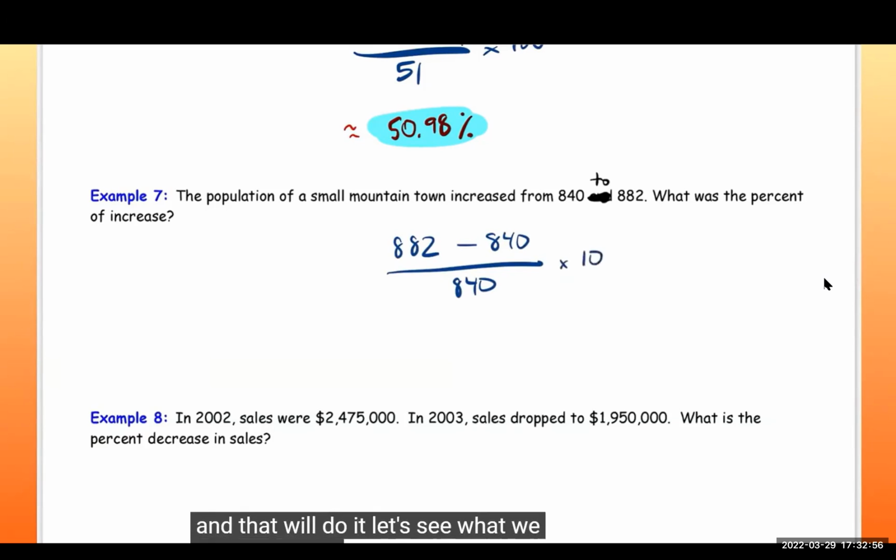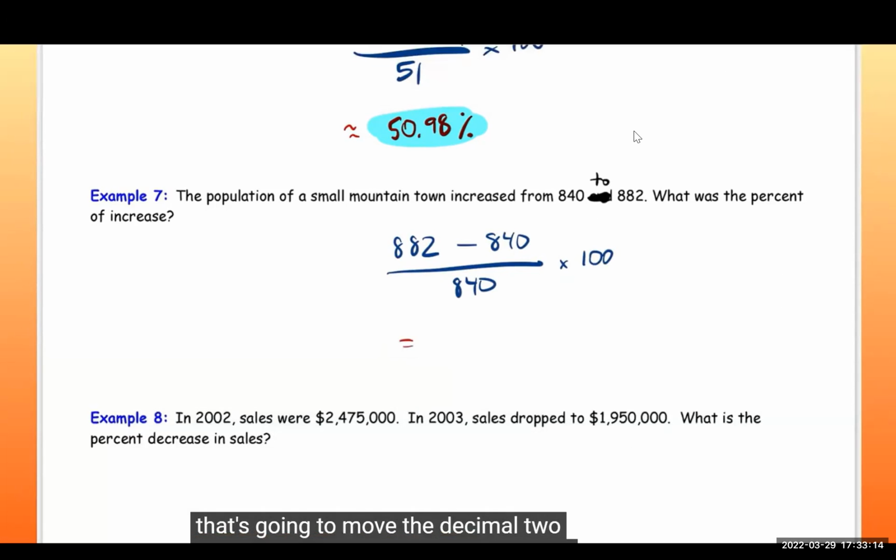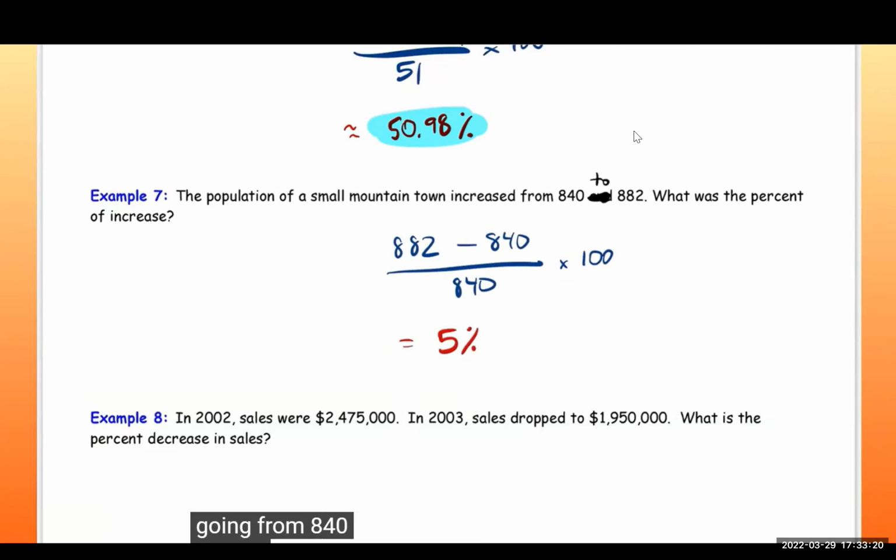Let's see what we end up getting. 882 minus 840 divided by 840. I'm getting 0.05. Actually, that's equal, not approximately. But after you multiply by 100, that's going to move the decimal 2 spaces, so you should end up with 5%. So it's a 5% increase, going from 840 to 882.